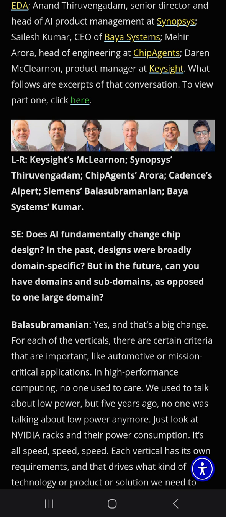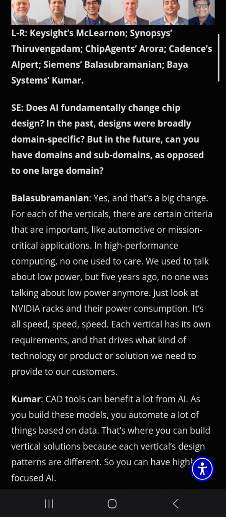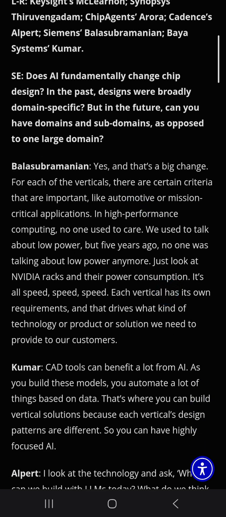Does AI fundamentally change chip design? In the past, designs were broadly domain specific, but in the future, can you have domains and subdomains as opposed to one large domain?